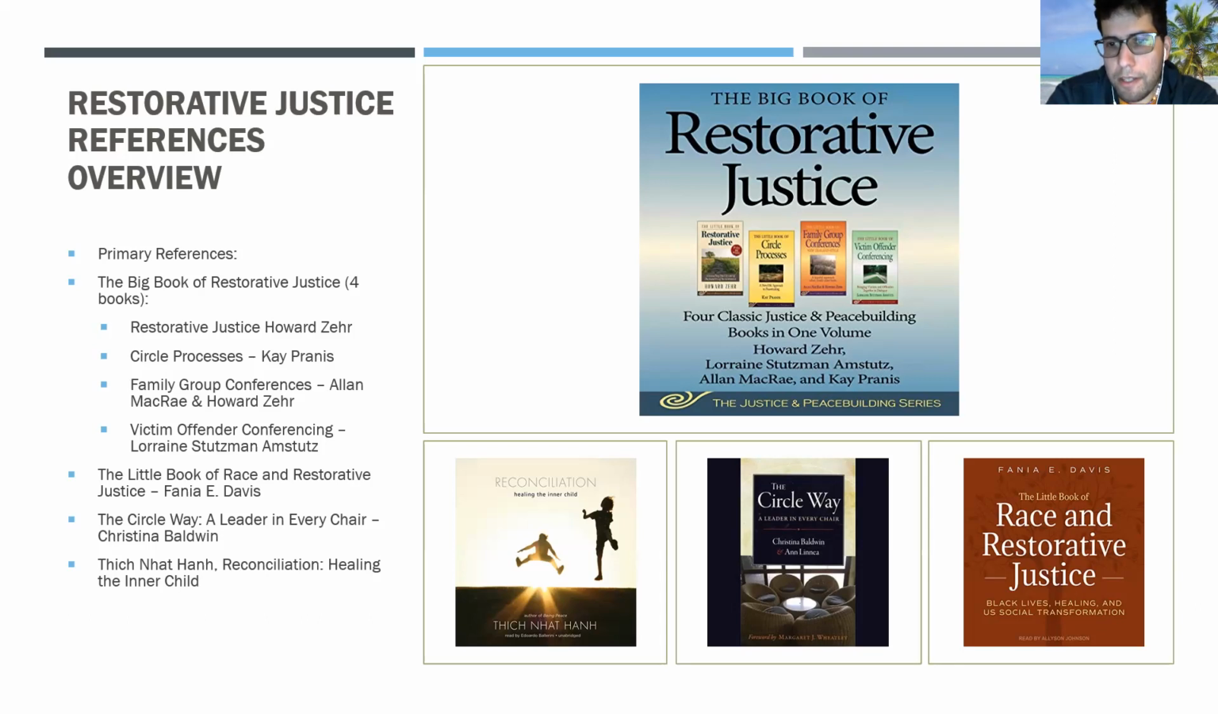The Circle Way was a book that really gave a more pragmatic guide as far as how this looks to set it up, to go through the process, and what challenges come up. And the last one that I wanted to speak to was Reconciliation: Healing the Inner Child. I think it goes along with a lot of the similar values of restorative justice.